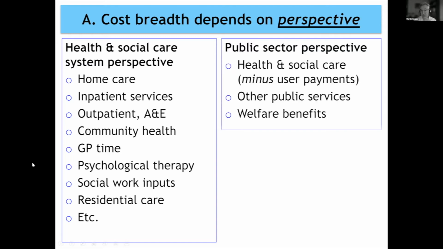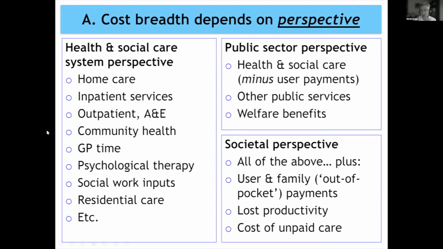But there are other things that are relevant too. There might be other bits of the public sector. So people who use social care might also use other public services like criminal justice or education or housing and so on. And they might get welfare benefits. And then from the societal perspective, not just what's happening in the health and social care sector or the public sector, but the whole of society, there are a whole range of other things. Individuals who use services might pay for services themselves. There might be some loss in productivity from perhaps the carer's perspective because they're having to provide support and so on. So the breadth of the cost measurement is important.